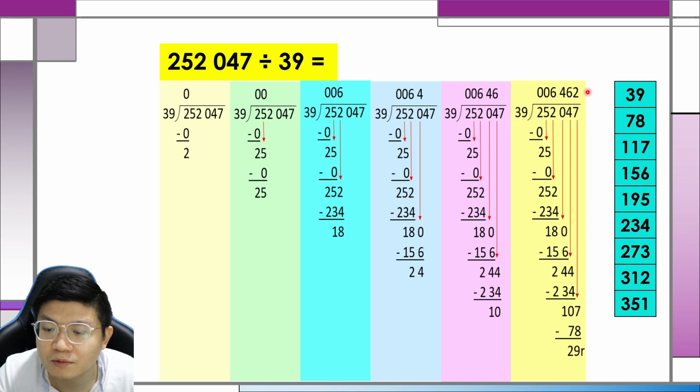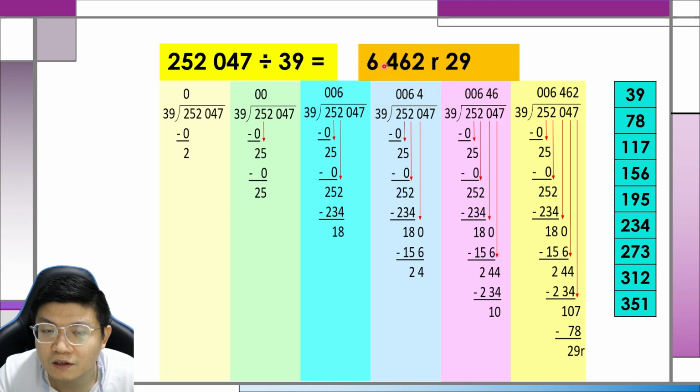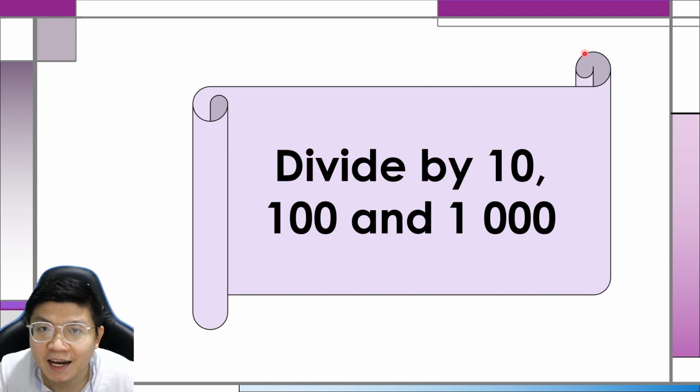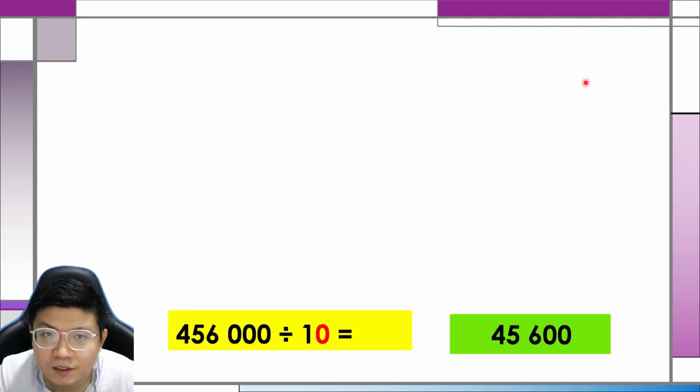So 39 times 2, get 78. After you minus, I get 29. So I have to put R here because it is the end of the number. No more already, right? So your answer is actually 6,462, remaining 29. Next, divide by 10, 100, and 1,000.